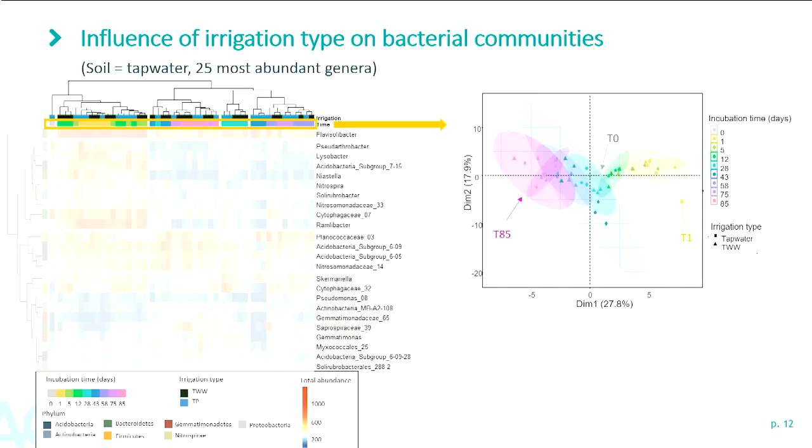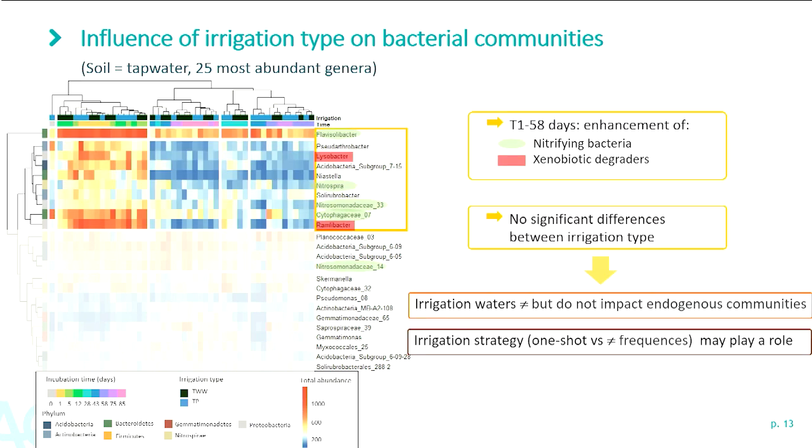About the bacterial communities, you can find here a heat map with the 25 most abundant genera in our tap water soil, with the incubation time and the irrigation type. And what we could see is an evolution of the bacterial communities across time. Here, I represented the evolution with this PCA: the first incubation day, the intermediate incubation days, and the final incubation day, 85 days. So an evolution with, just after irrigation, an enhancement of some here.